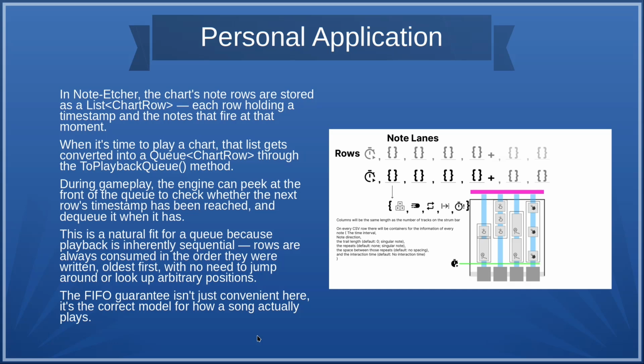Rows are always consumed in order. When they're run, the oldest goes first, with no need to jump around or look at arbitrary positions. The first in, first out guarantee isn't just convenient, it's actually the correct model for how the song plays, because as they are added, they are just the ones oncoming from the parser right here.